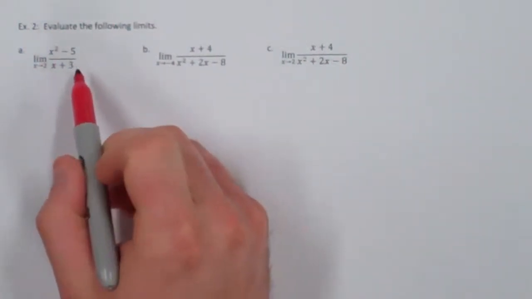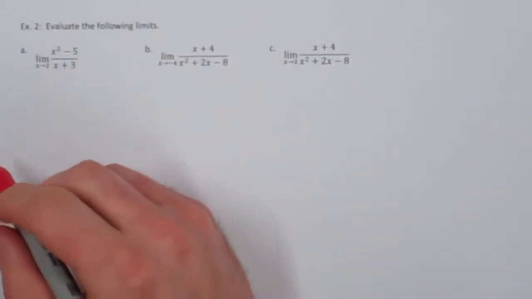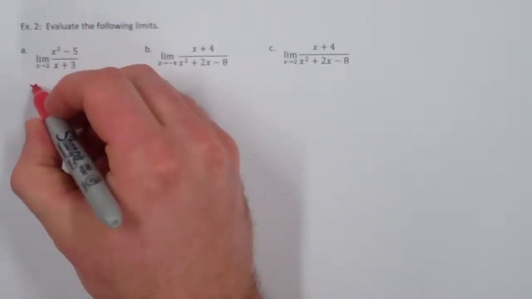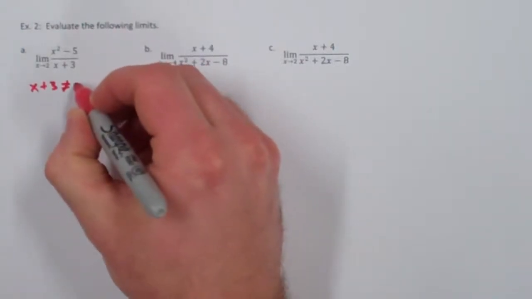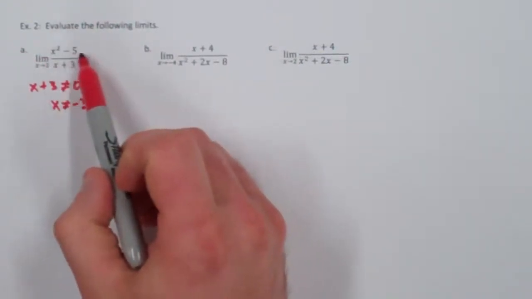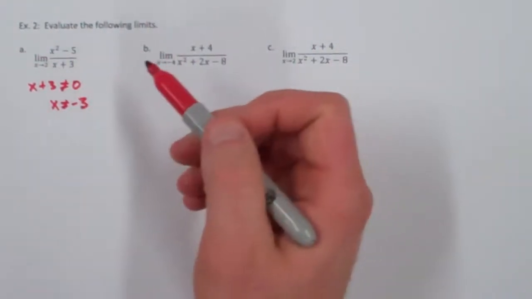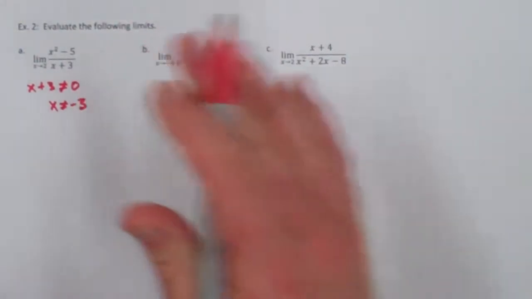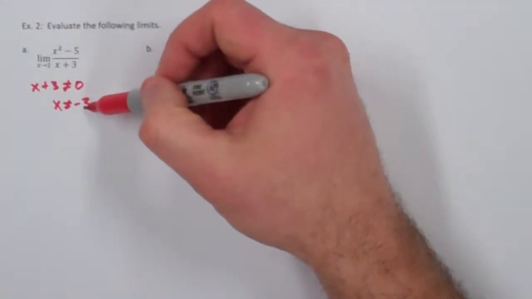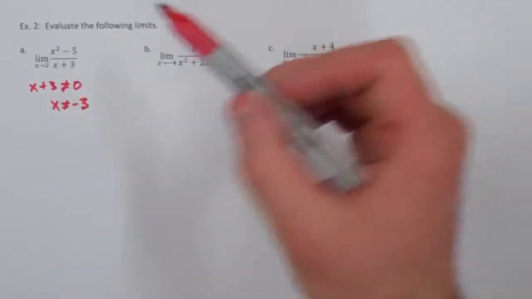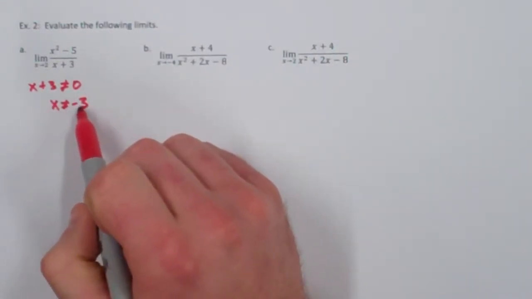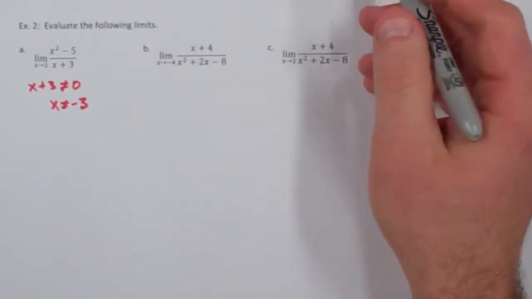You want to look at these rational functions, and you want to see for what values the function is discontinuous. So we know that x plus 3 cannot be 0, so x cannot be negative 3. The numerator can't be factored, and so this value is definitely a vertical asymptote, but by any means it is a discontinuity. The function is not continuous at x equal to negative 3. Well, lucky for us, we are not asked to evaluate the limit as x approaches negative 3. We're asked to evaluate the limit as x approaches 2.